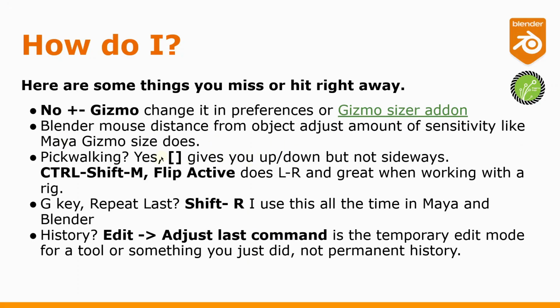Okay, pick walking. Yes, Blender gives you pick walking with the brackets, lets you go up and down the hierarchy, but not sideways like Maya can. So your mileage may vary. You can flip left to right, which is awesome for a rig with your animation controls, but it doesn't really let you work with just objects positionally. It's based on name.